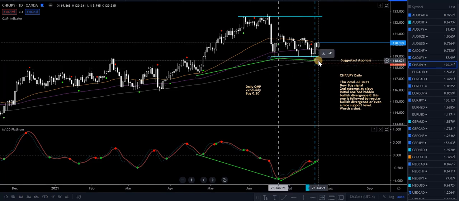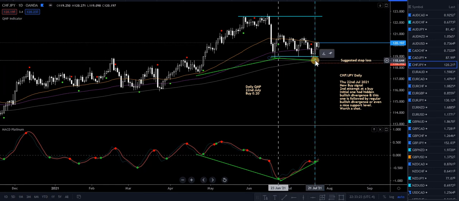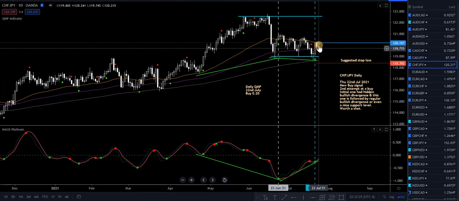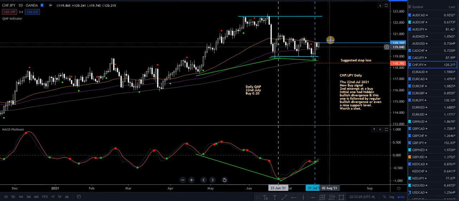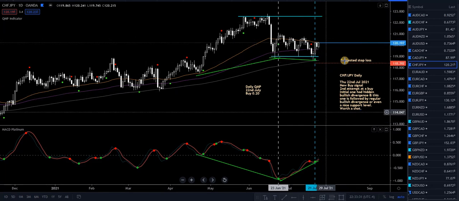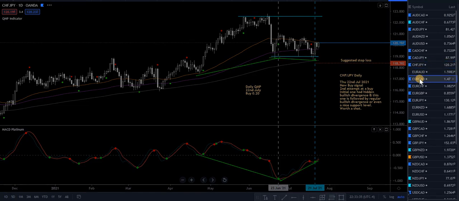You can see slightly lower lows on price and definitely higher lows on the MACD Platinum, as marked by the green line there. So it went against me initially, now it's popping up nicely. So that's the second attempt at this trade. That's the Swiss franc, Japanese yen, Euro CAD. Let's have a look here.